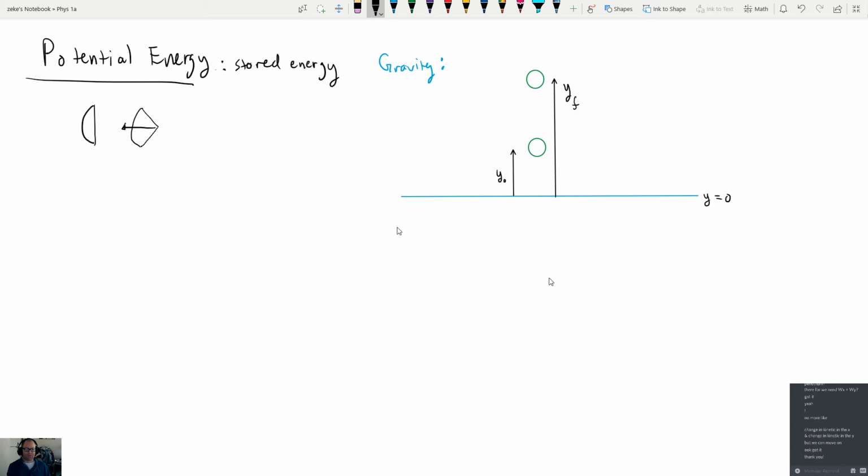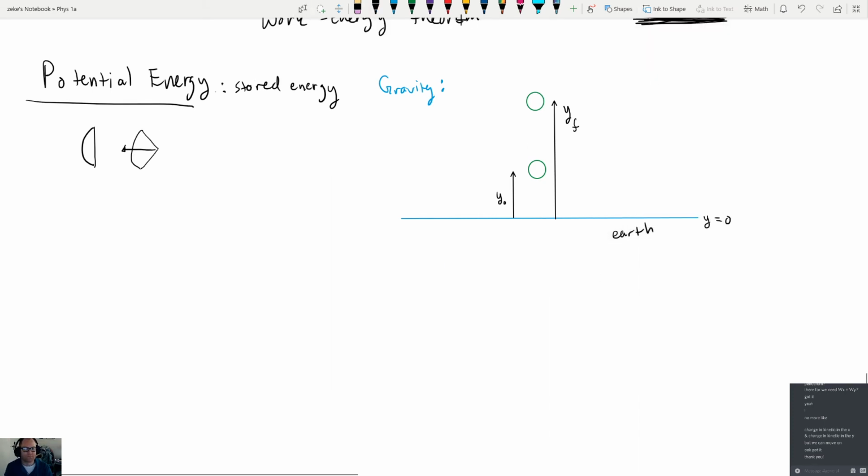Okay, and we're going to say that this is Earth, which means there's a gravitational field that acts downwards, and that means that on this ball, we can draw the force of gravity. The force of gravity acting on this ball goes down. I want to make that a different color as well. So that's the force of gravity. The force of gravity is constant in this case. We'll just say that's mg.